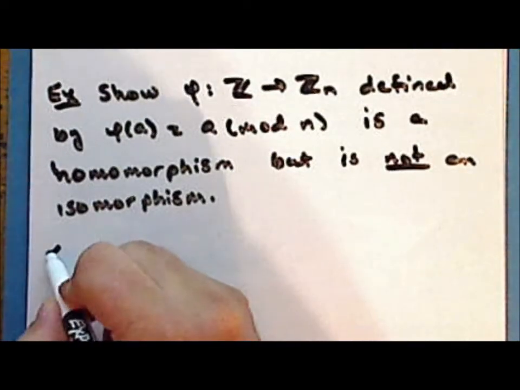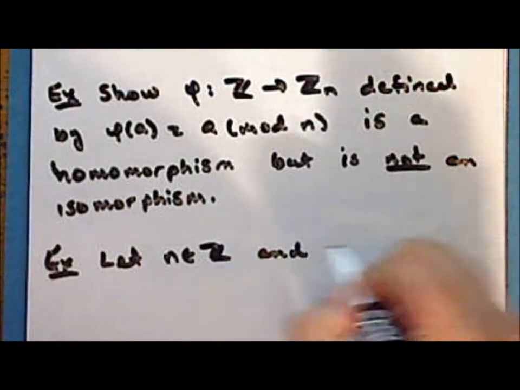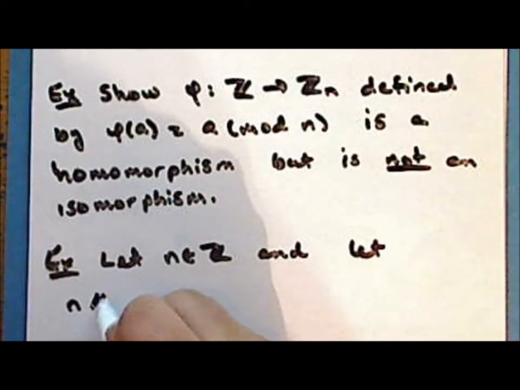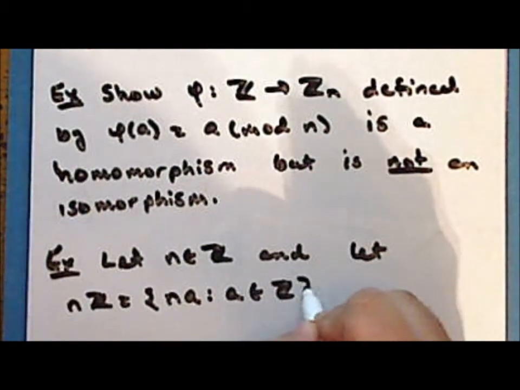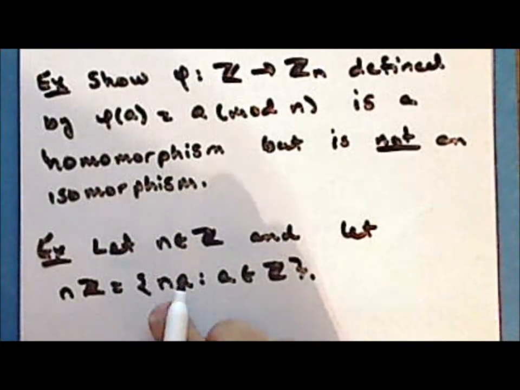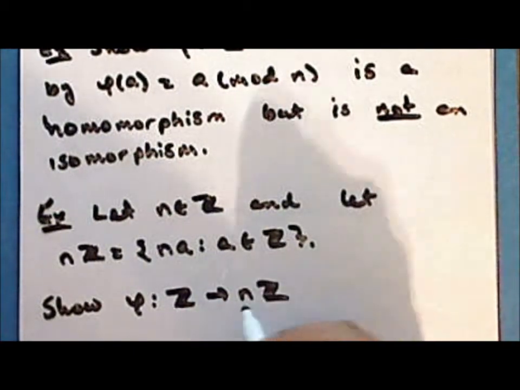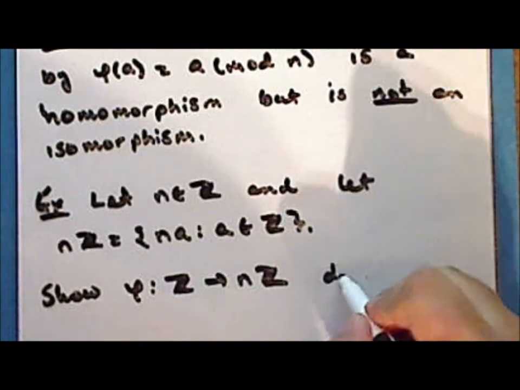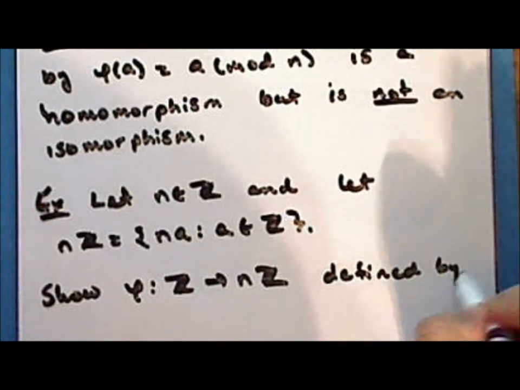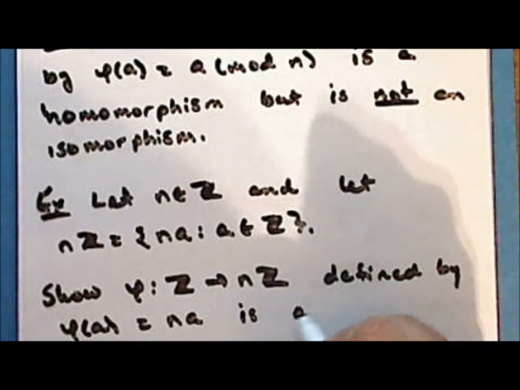And as a second exercise, let n be a given integer, and let the set, which we denote n times Z, be the set of all multiples n times a, where a is an integer. That is, the set of all integer multiples of a given integer n. Show that the function phi, mapping the integers onto this set, defined by phi of a equals n times a, is an isomorphism.